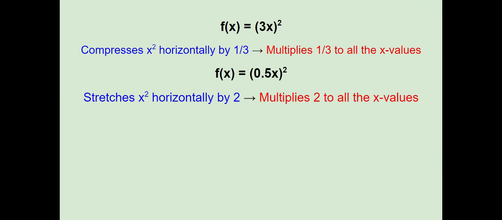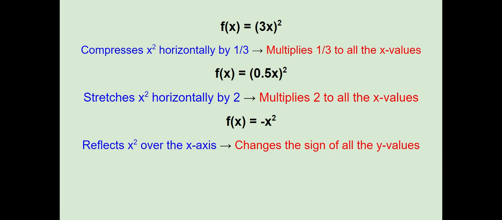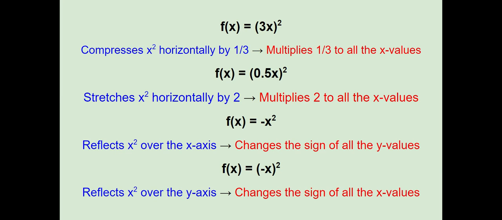And lastly, our negatives. Multiply by a negative on the outside. This reflects over the x-axis, but what's really happening is I'm changing the sign of all the y values, because I'm multiplying the outside by a negative. So anything that was negative is positive, anything that's positive is negative. I'm changing the sign of all the y values. If I multiply by a negative on the inside, then it reflects over the y-axis, but what's really happening is I'm changing the sign of all the x values. So we have a nice intuitive part in the blue, but I need you to start thinking about it in terms of the red, how it changes the x and y values.